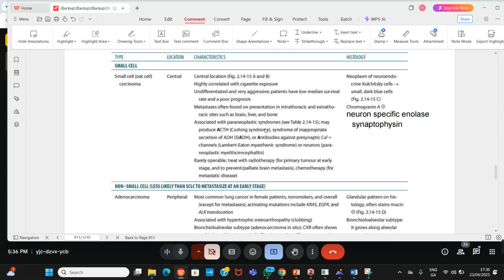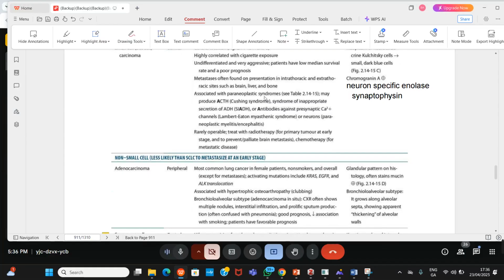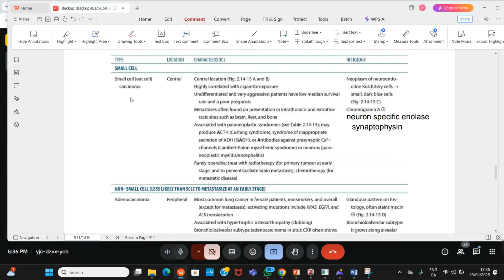And it is highly correlated with cigarette exposure. They are undifferentiated. It is anaplastic. They don't look anything like the cells they are coming from. In fact, when you biopsy, what you are going to be seeing is neuroendocrine cells that you call the Kulchitsky cells. They are small round dark blue cells. So they show us histology, and we are seeing small round dark blue cells. It could also be bronchial carcinoid cancer too, but we separate them.